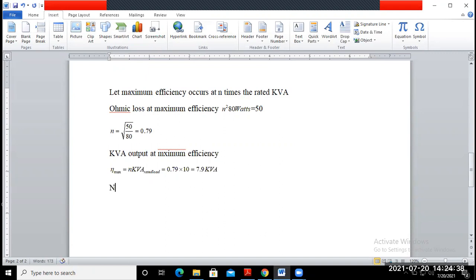Note that kVA output at maximum efficiency does not depend on the load power factor.